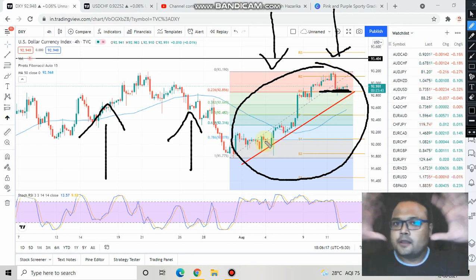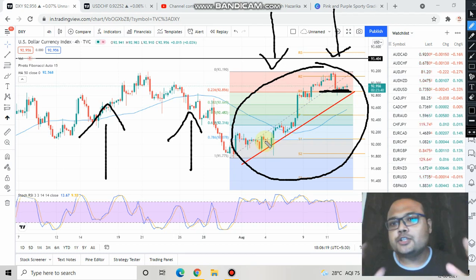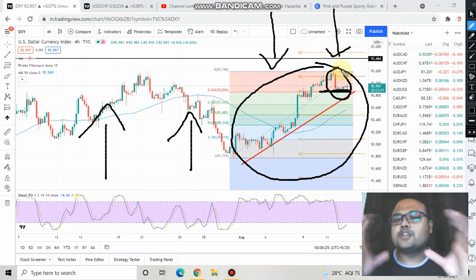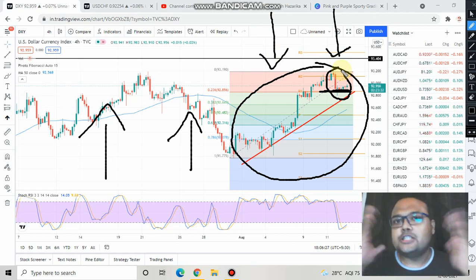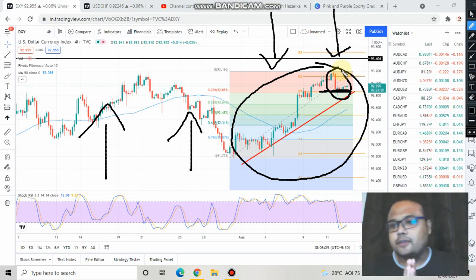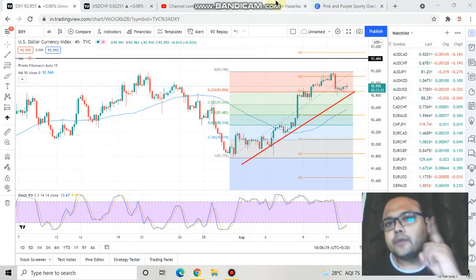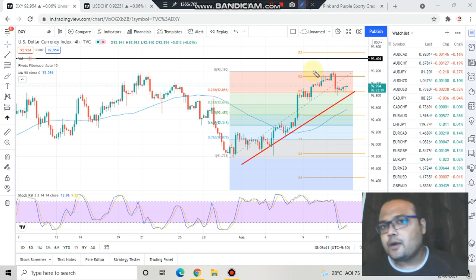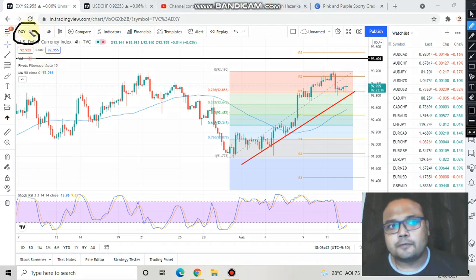Therefore, the US dollar is extremely bullish, though it faced some selling pressure yesterday because of the CPI report, but still the overall structure of DXY has not changed. Listen to me carefully. The US dollar is still bullish, therefore there is a good possibility that the dollar will be going up from here. So if you want to take a good trade on USDCHF, just keep your eyes on the DXY chart.